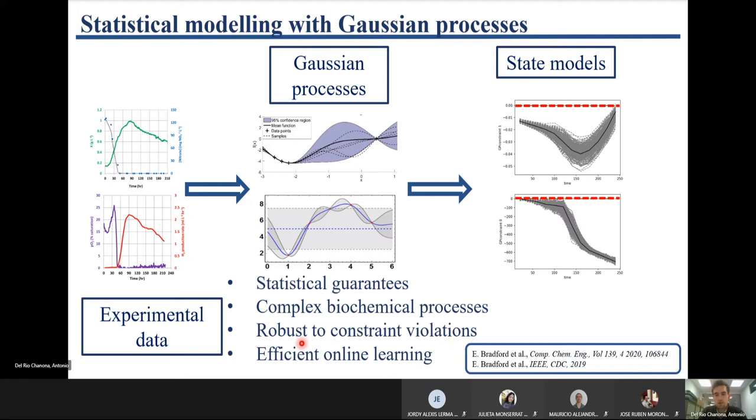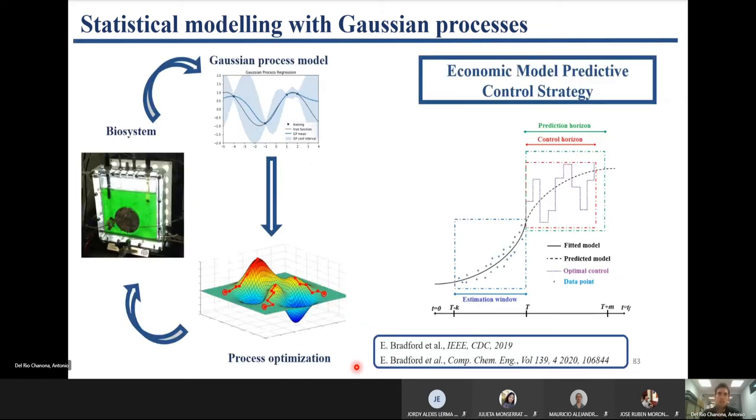They're very robust in constraint violations, which is very important. This is not super important, although it is important in bioprocesses. It's also very important in other chemical processes where you can have very high temperatures, exploding reactors or runaways, and so on. And they're also very efficient in online learning. This means that you need to collect less data than if you were using, for example, deep learning.